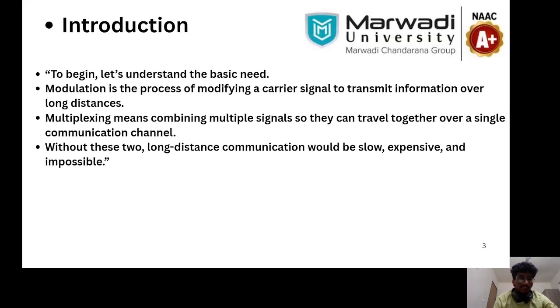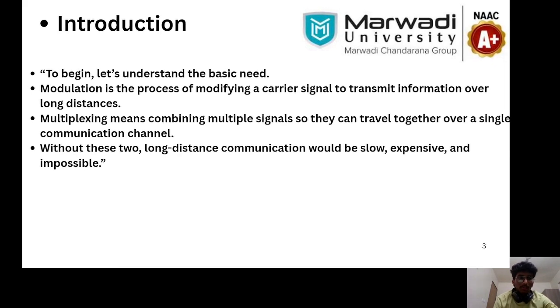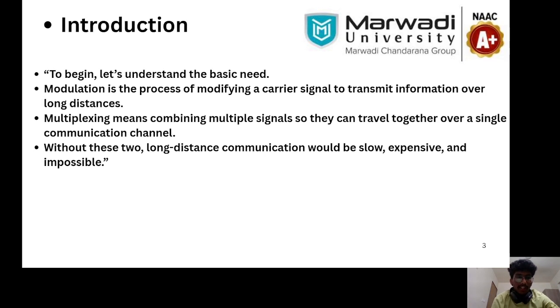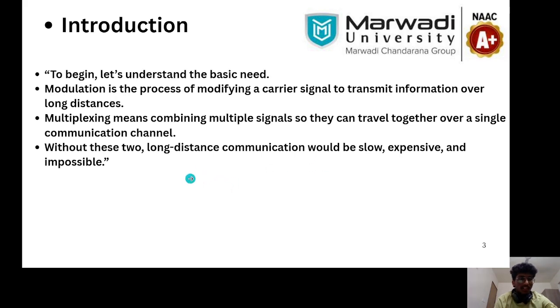First one, introduction. Modern communication systems must send information over long distances efficiently. Modulation varies a high frequency carrier signal according to the message signal. And multiplexing combines multiple signals to share a single communication channel. Together, they improve range, bandwidth utilization, and reliability. Without these two, long distance communication would be slow, expensive, and impossible.